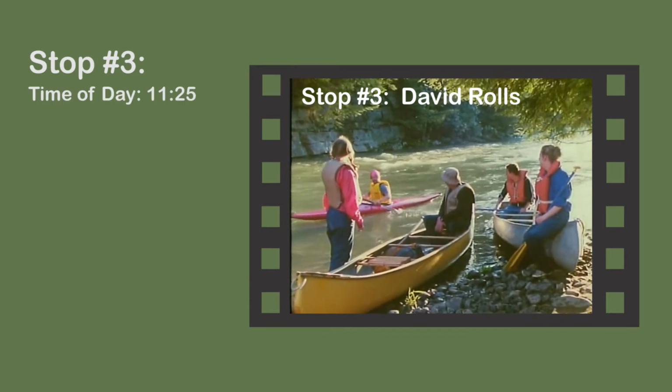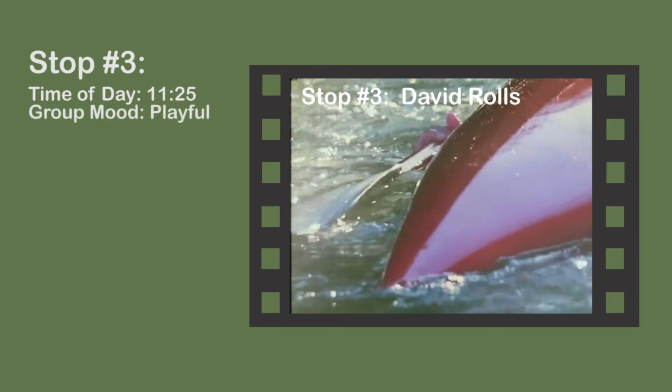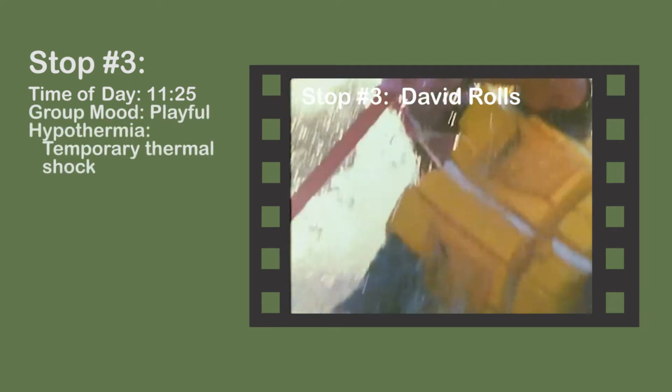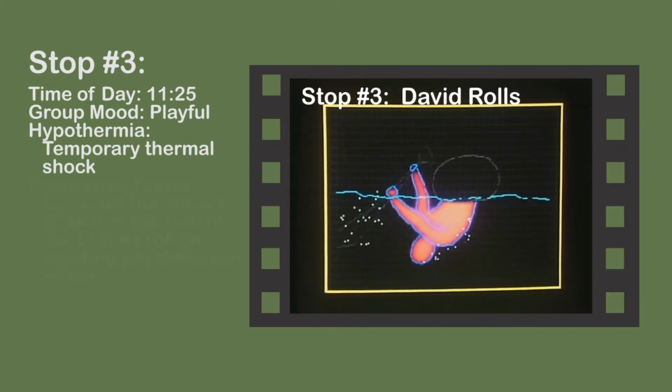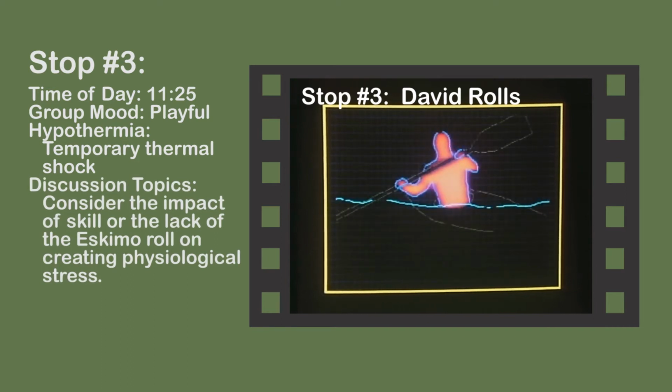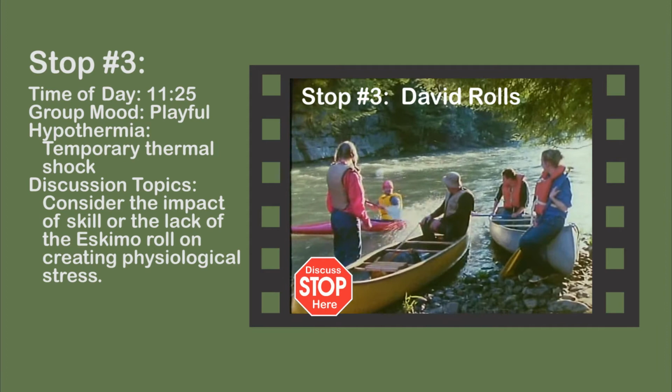David's ability to Eskimo roll is a skill and a less than adequate barrier to the cold water. The group is playful. The cold water provides a temporary shock of not having the insulating value of a wetsuit. The purpose of this stop is mainly to emphasize the group playing and having fun.